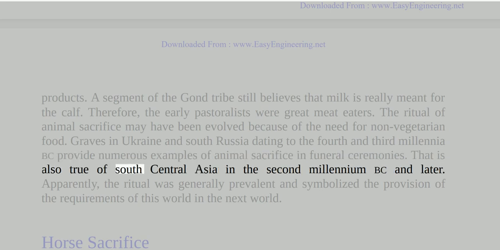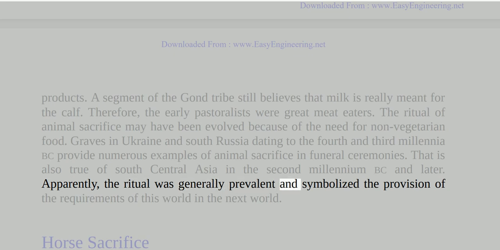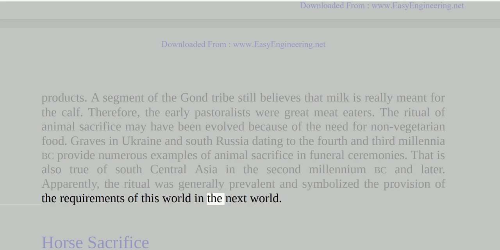That is also true of South Central Asia in the 2nd millennium BC and later. Apparently, the ritual was generally prevalent and symbolized the provision of the requirements of this world in the next world.